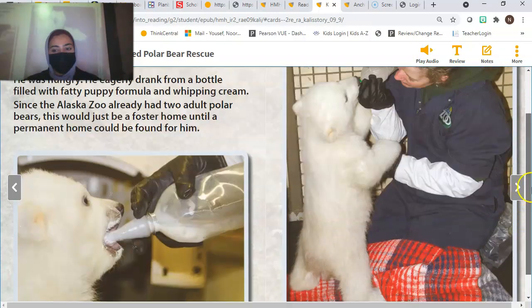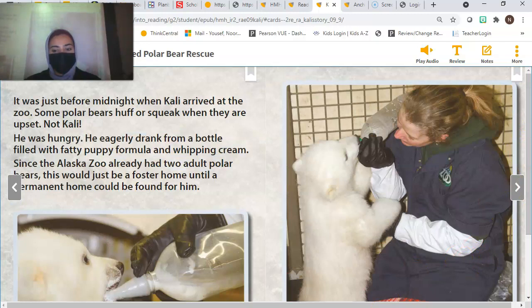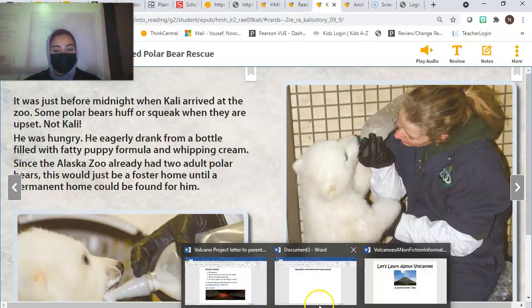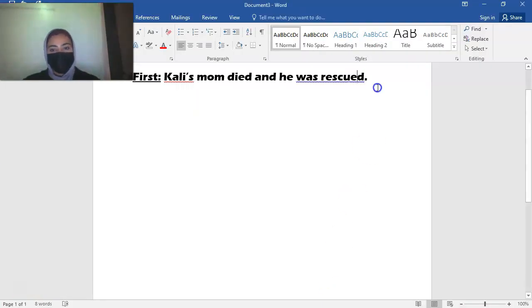Very cool. So they fed him and they took care of him and they sent him to a zoo. Let's add that where it says the beginning. First. Cully, no, still first. Let's add that. Cully was sent to a zoo.